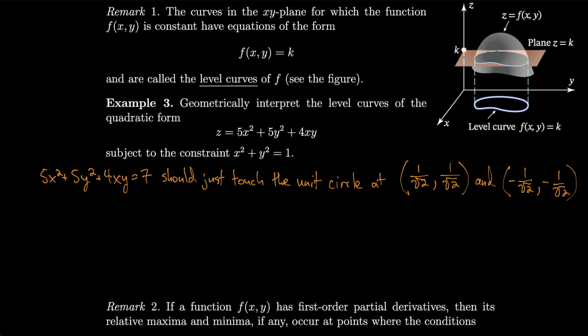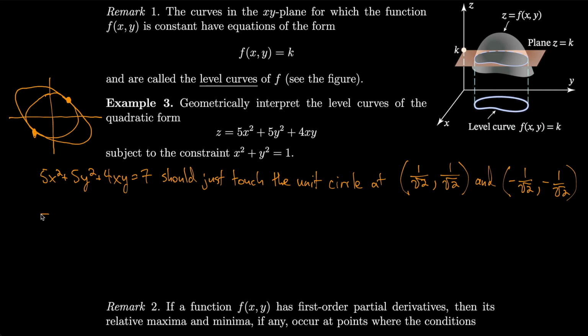So it looks something like this. Let's see if I can draw it. We have our unit circle, sort of, and we want the level curve to be like this curve that just touches at 2 points. So I didn't draw it very well because the circle looks like it's touching over here, but it's not. It's only touching over here and only touching over here.